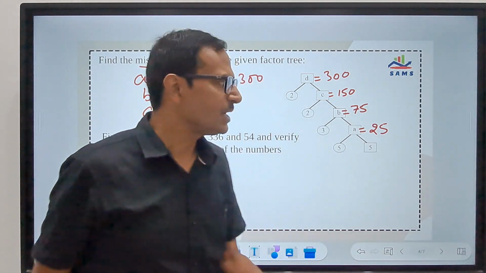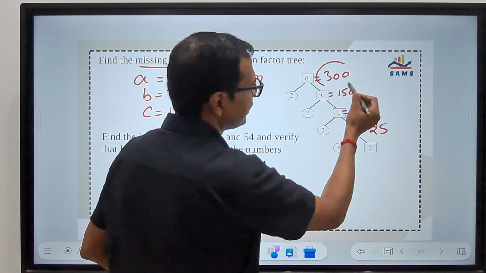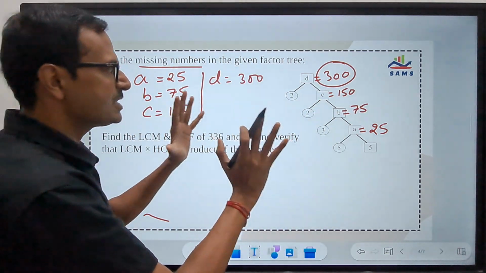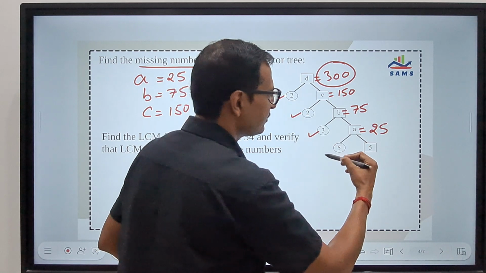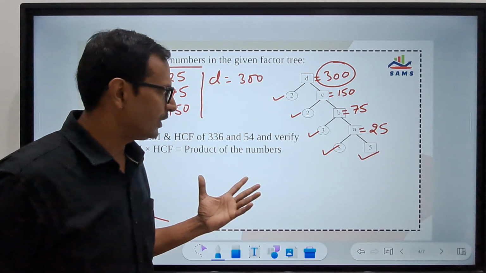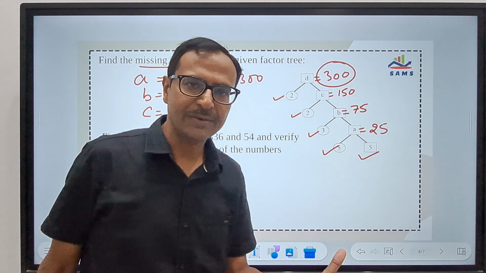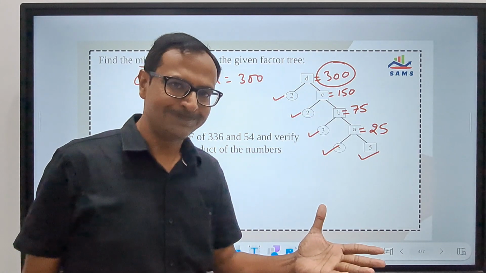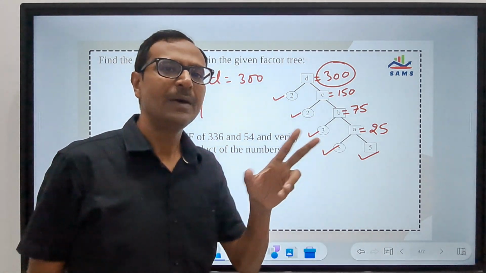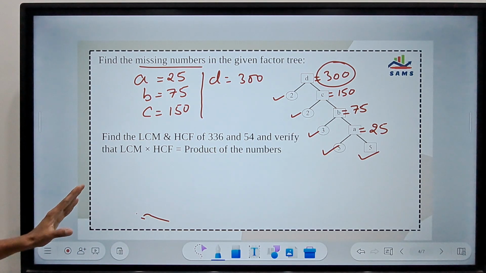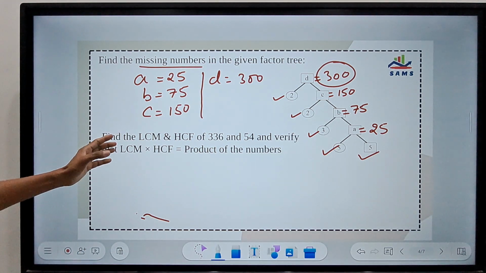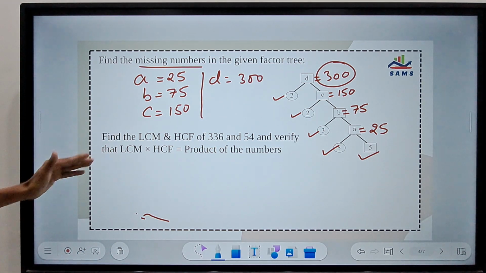Again, an easy concept, and this 300 is actually written in its prime factorization form: 2 times 2 times 3 times 5 times 5, and that will automatically give you 300 as the composite number. This is how you find the missing numbers. Likewise, a concept of HCF and LCM which you can't just escape in the board exams.